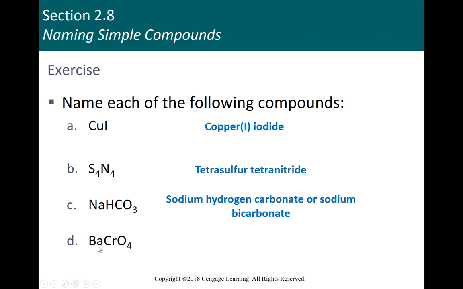Metal, polyatomic ion. So this one, we know this is barium. It's in column 2, so it doesn't need a Roman numeral. This is chromate, and so we just simply name that one barium chromate.